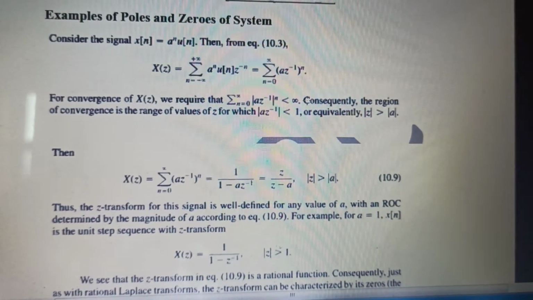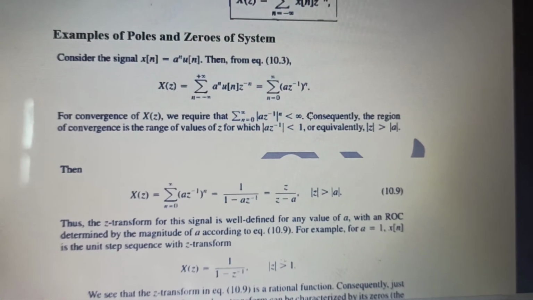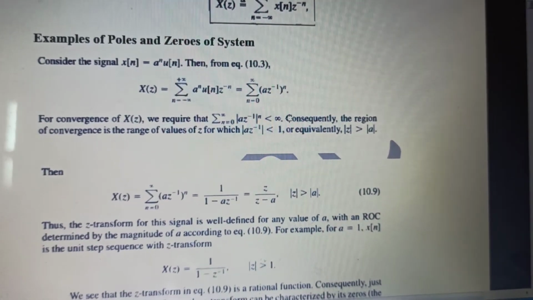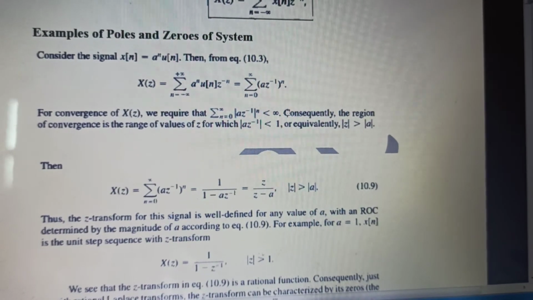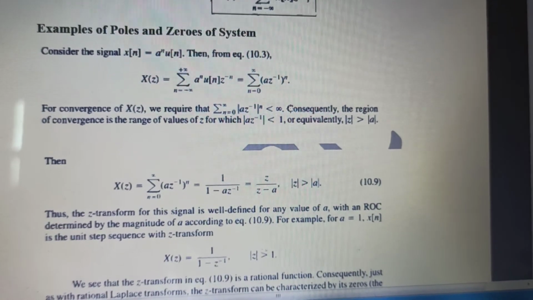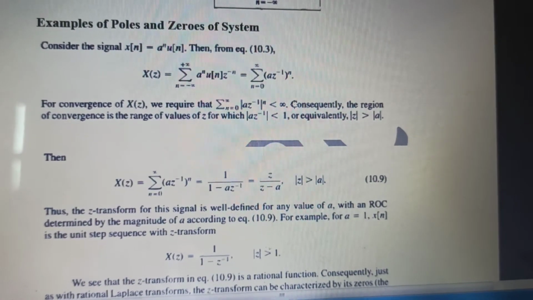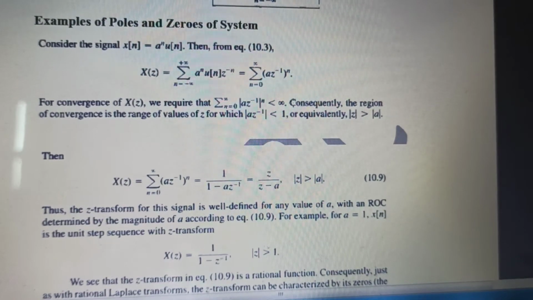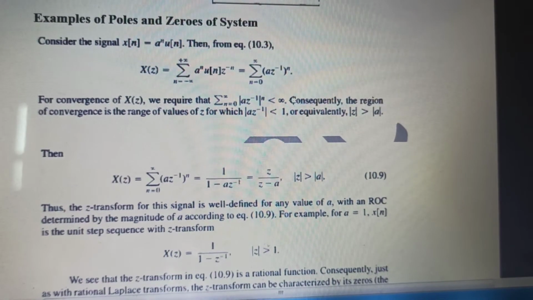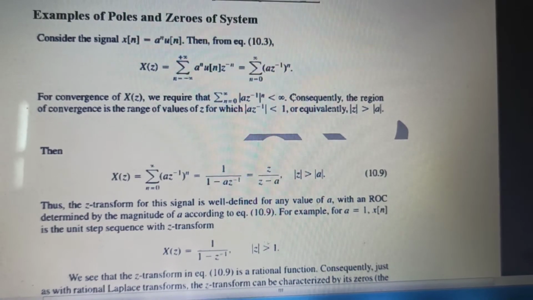The answer is very simple. If the common ratio, that is az to the power minus 1, is less than 1, then this GP is going to converge for sure. The nature of this GP will be convergent for sure. So now we will put that in the form of the sum of an infinite GP. That becomes 1 upon 1 minus az inverse, that is 1 minus a by z. So this becomes z upon z minus a, where mod of z is greater than mod of a. Is that clear? Now this point is very much clear.